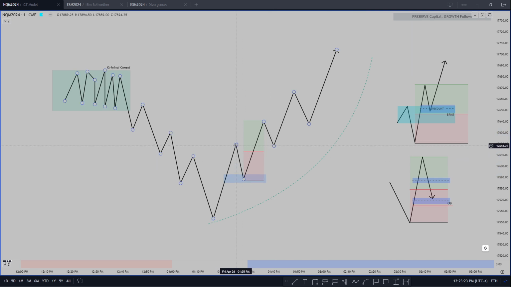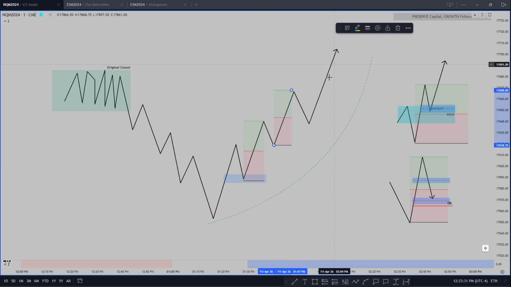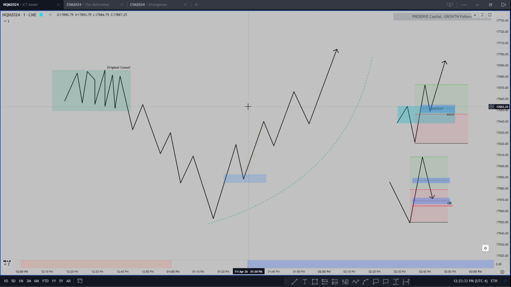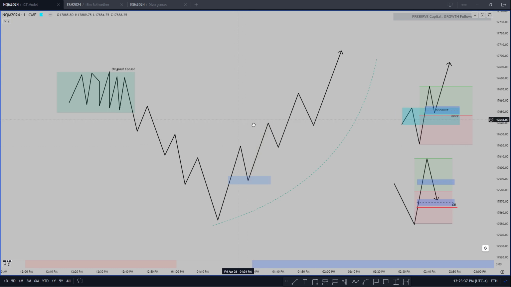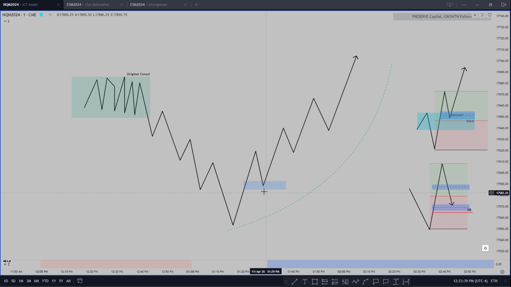If there's a mitigation block over here, or a fair value gap in discount, you look for it to trade into that and then trade off. Same thing over here, and then it trades off. Now, the two highest probability trade setups you'll find are this one in here, so your low risk buy, and then normally it's going to be your second stage of distribution.